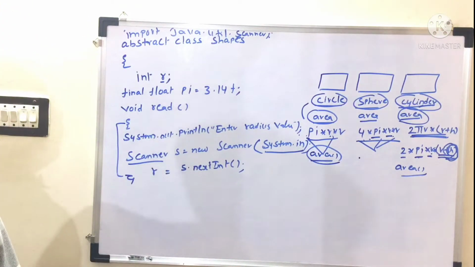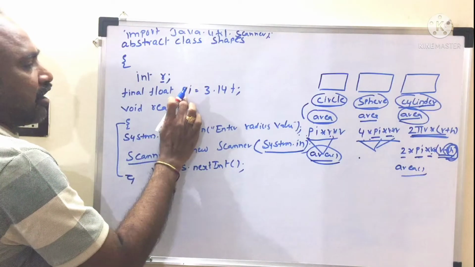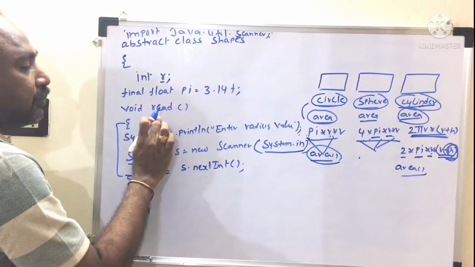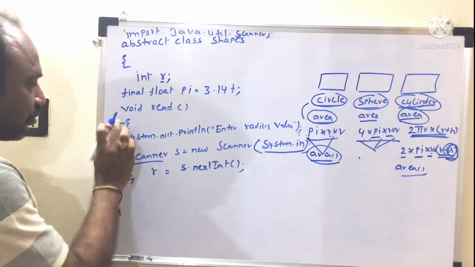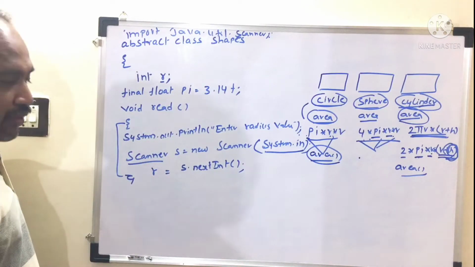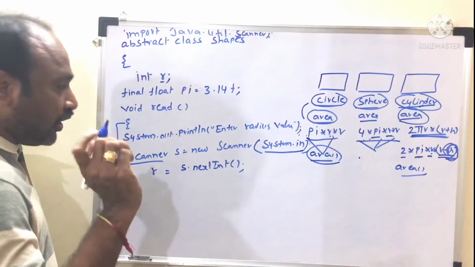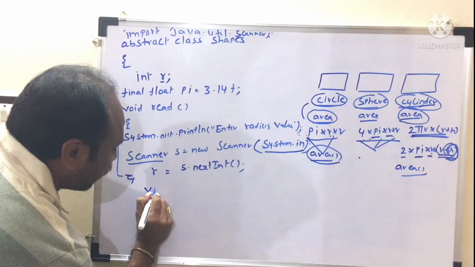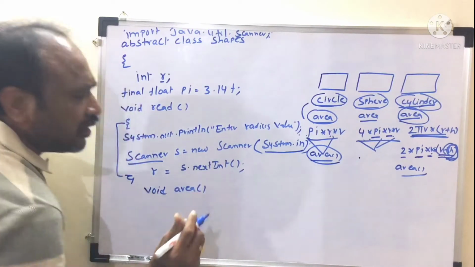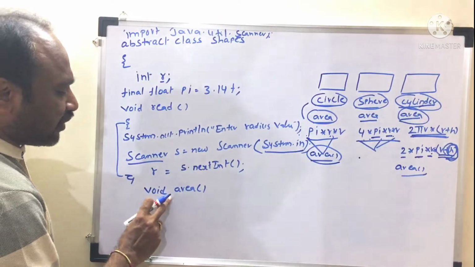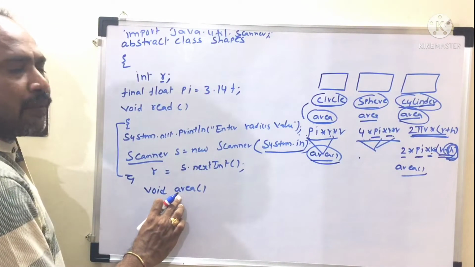Okay. Abstract class contains variables, the radius variable, a constant, the pi constant, a concrete method, a method having statements, a method having a body. At least one abstract method. Meaning, what is an abstract method? It will not have a body, only a declaration. Okay, to find the area of a circle, I am going to use an area method. It is not a rule at all to use the area method. You can use any method also. But anyhow, I am going to use the area method.